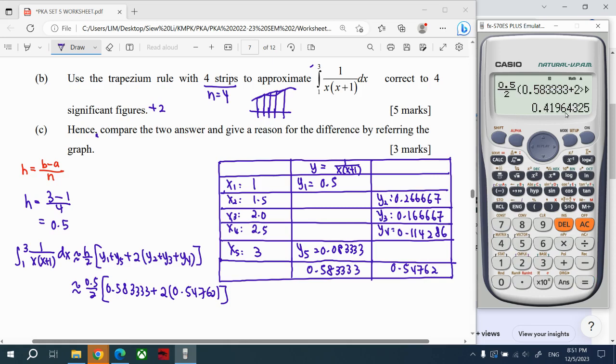Then for this final answer, only then we round off to 4 significant figures. So this is the first significant figure, second, third. So when we come to the 4th, it will be 6. After 6, it is 4. So we will maintain it as 6. When it is more than or equal to 5, only then we round up, become 7. So this is 4 significant figures.